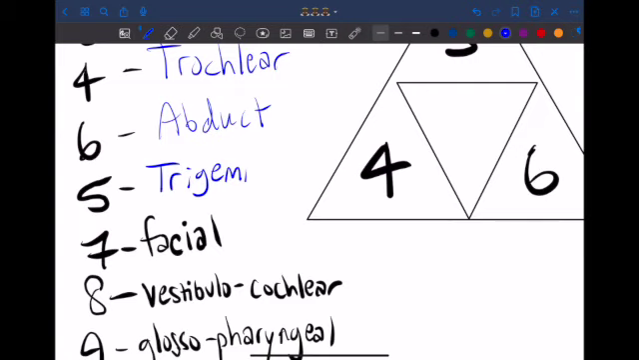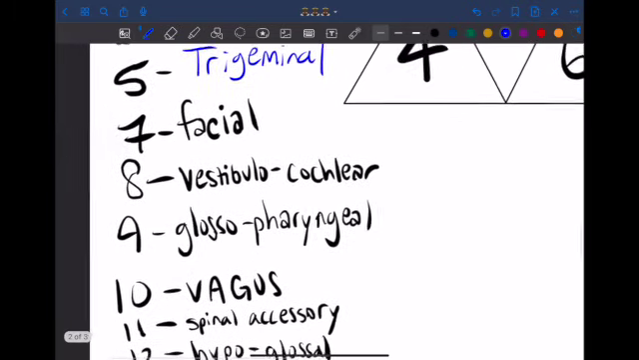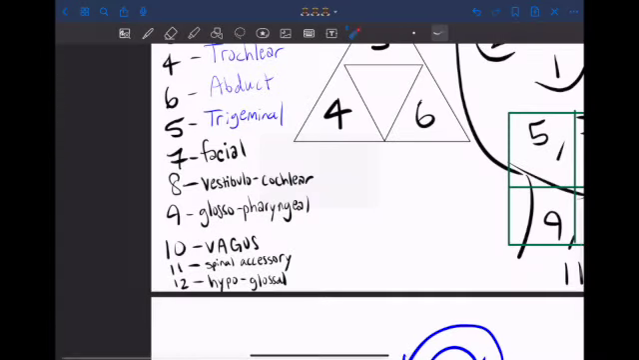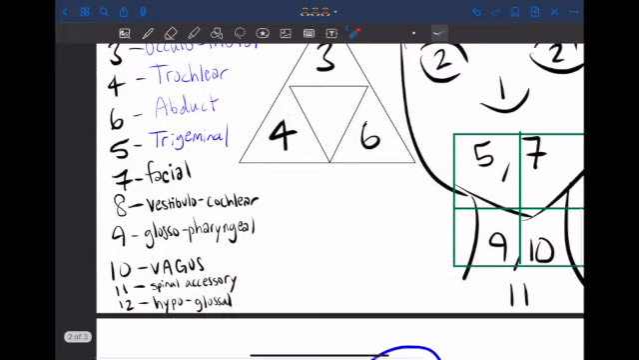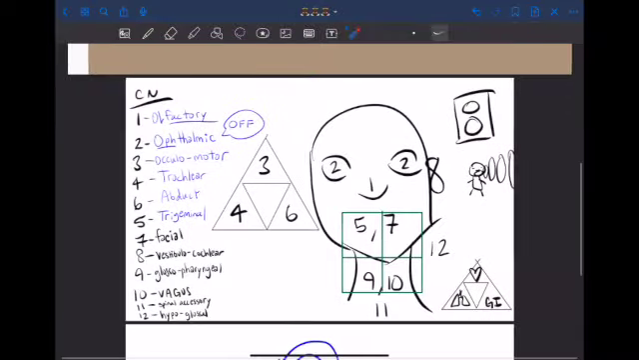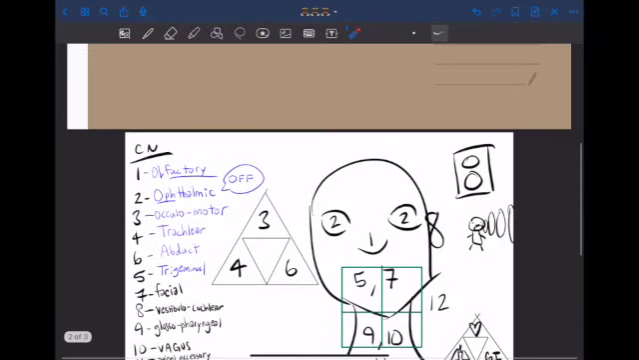We already did facial. We did the speaker. It just works. The sound waves, the ear on the side of your head. Glossopharyngeal, we talked about that. It does your tongue, your throat stuff. And 12, hypoglossal, moves your tongue. So that's how I remember them. That's pretty much it.